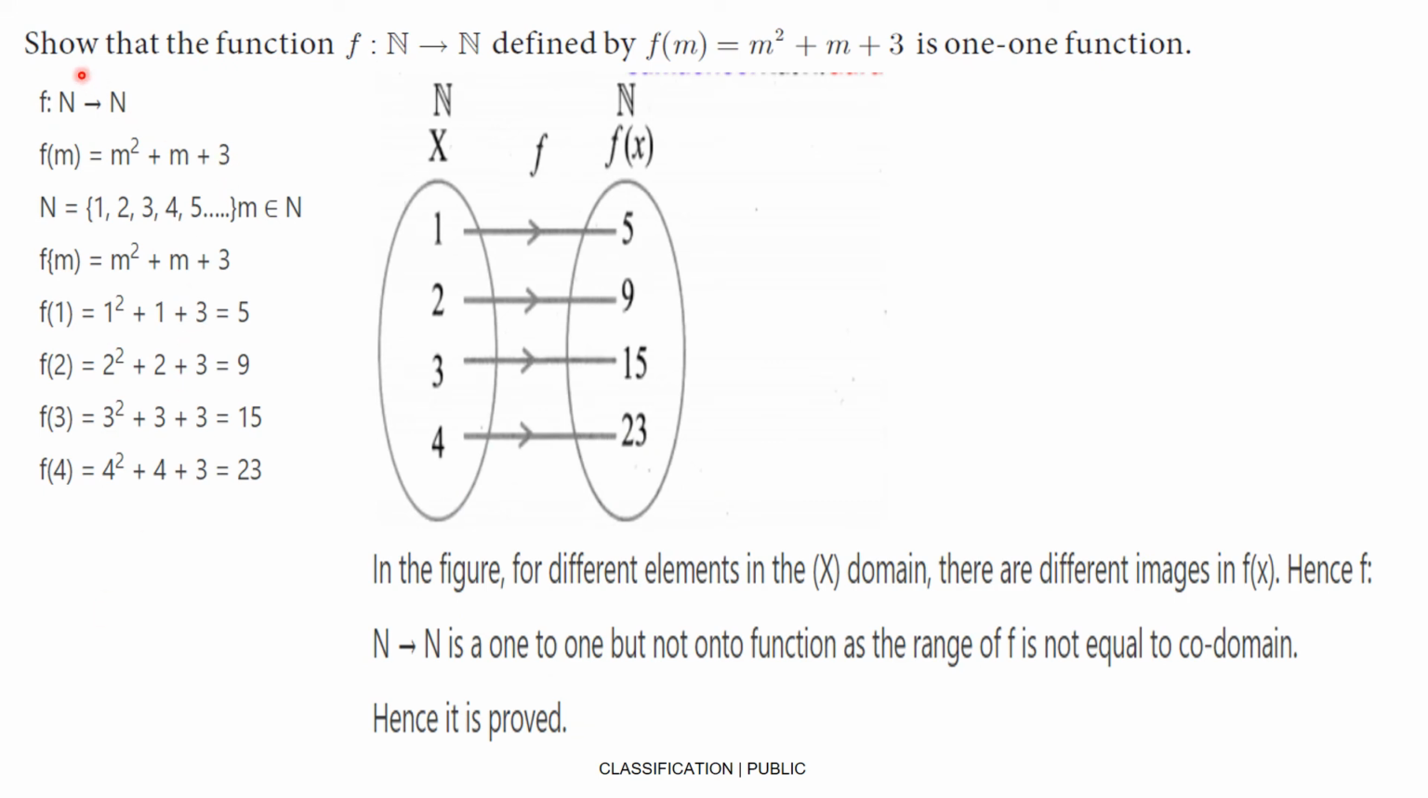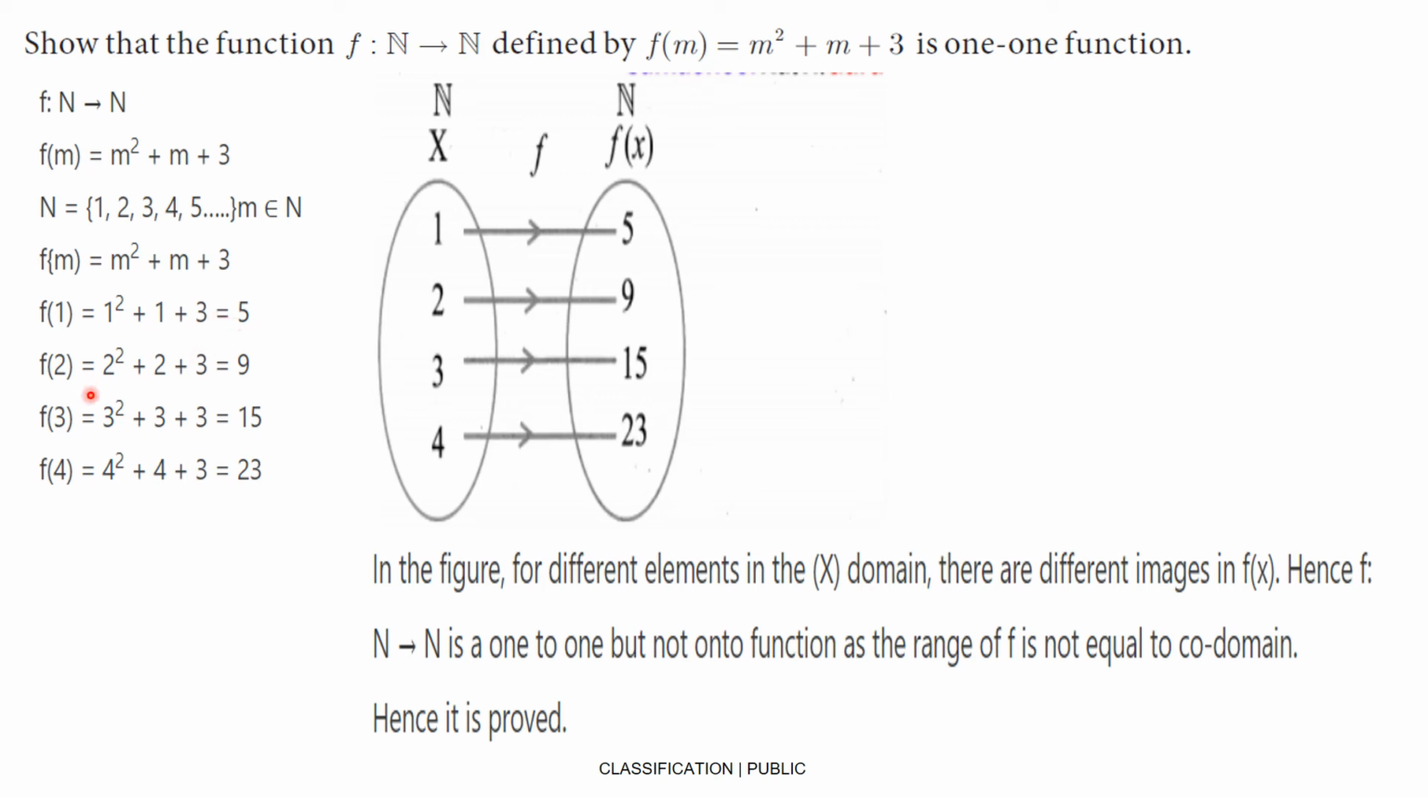Next question. Show that the function f from N to N defined by f of m equal to m squared plus m plus 3 is a one to one function. We have to prove it is one to one. Same condition: natural numbers only, 1, 2, 3, 4, 5, that is m belongs to N. And you substitute the value for m. So m squared plus m plus 3. So 1 squared plus 1 plus 3, that is 1 plus 1 plus 3, 5.